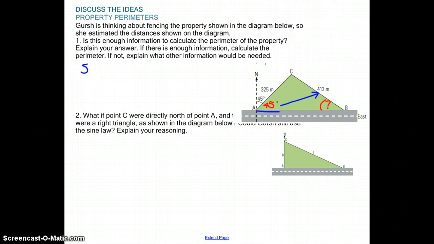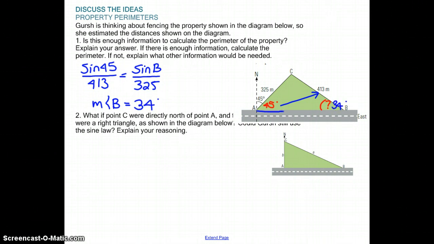To set this up, we'd go sine 45 over 413 equals sine B over 325. You're looking again for the measure of angle B, and the measure of angle B you should find is about 34 degrees. So if this here is 34, we're really trying to figure out this whole bottom side length, part C.